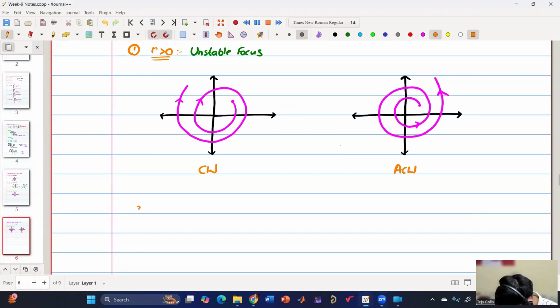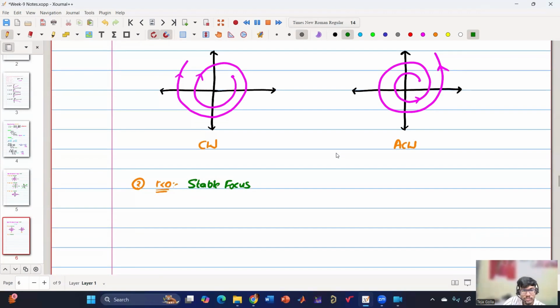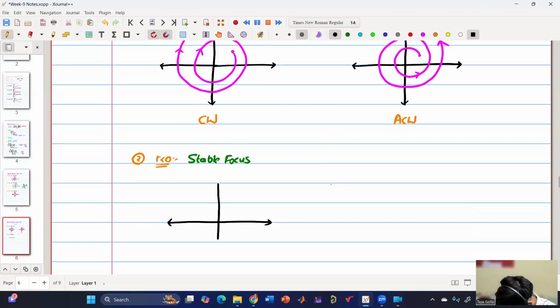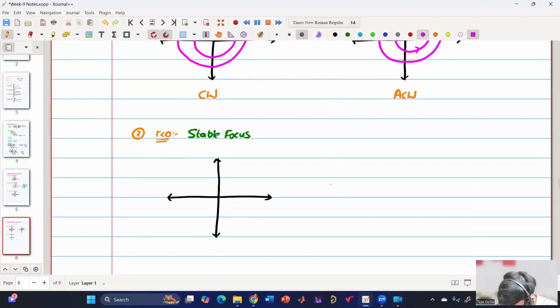Case 2: r is less than 0. So we have a stable focus. In the case of a stable focus, as it is stable, it will spiral towards the origin. If I take a point here, say if it is coming clockwise, then it will come and meet here. This is going clockwise. I use different colors, so I can make it red.